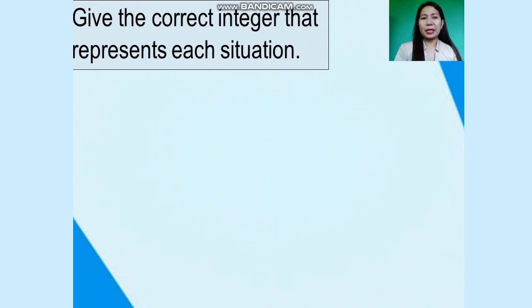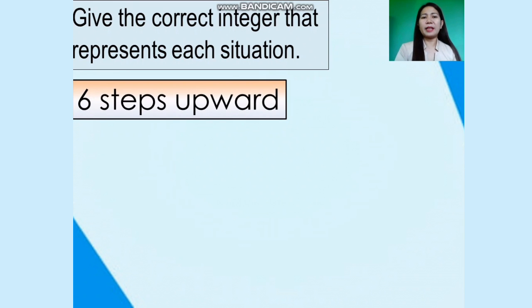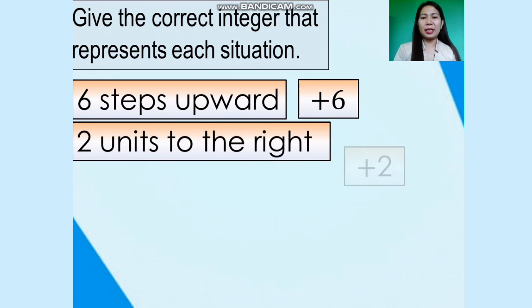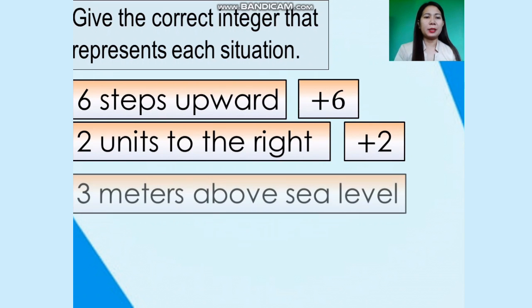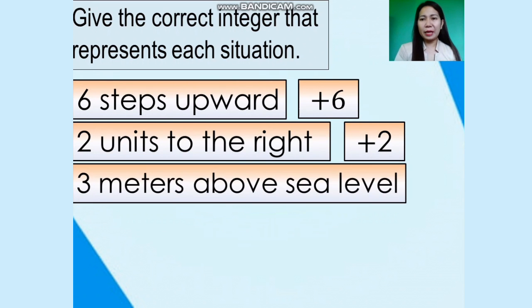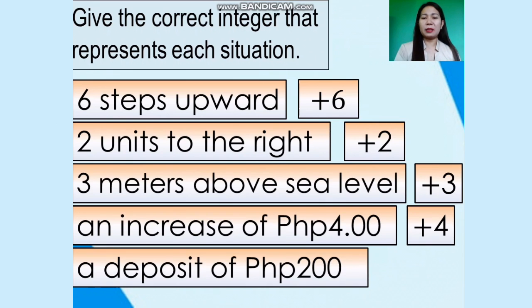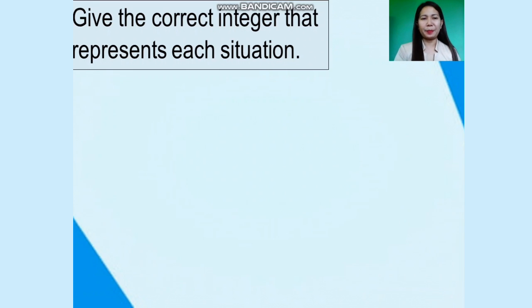So let us give the correct integer that represents each situation. 6 steps upward is positive 6. 2 units to the right is positive 2. 3 meters above sea level is positive 3. An increase of 4 pesos is positive 4. And a deposit of 200 pesos is positive 200.